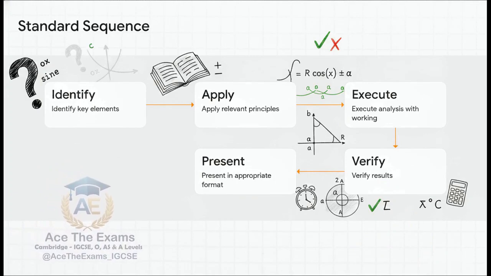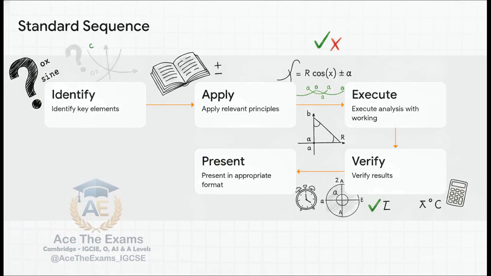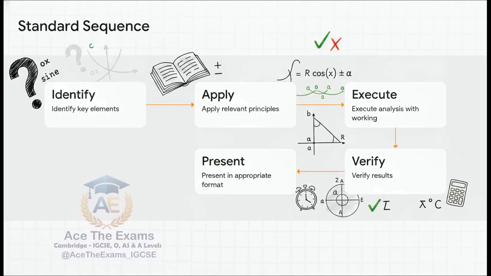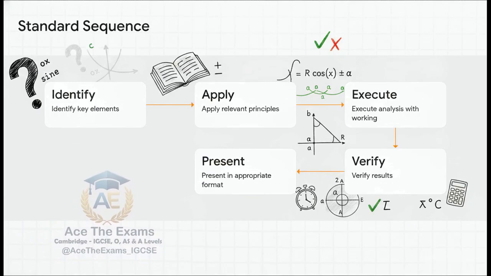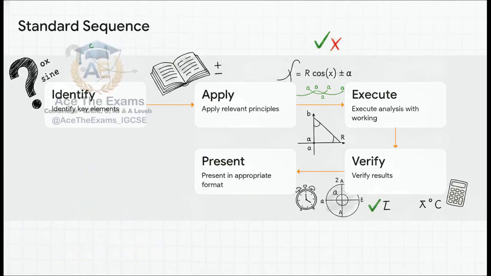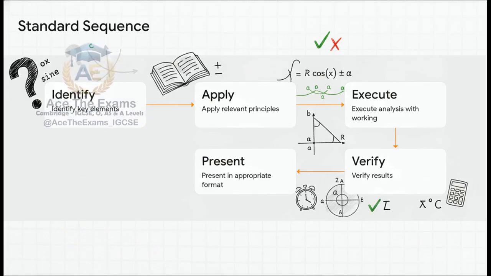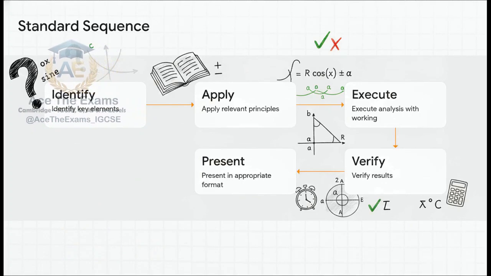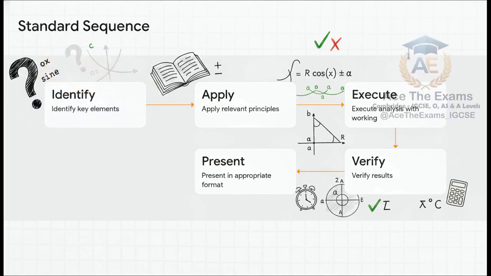This is where Alex failed. You must equate the coefficients. If you have 3 sine x plus 4 cosine x equals R sine (x plus alpha), you must explicitly write R cosine alpha equals 3 and R sine alpha equals 4. Do not skip this. Step 4. Verify results. Check your quadrant. If your tangent alpha calculation comes out negative, you better stop and ask yourself which quadrant you are actually in.